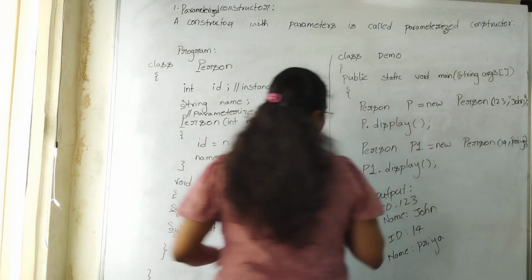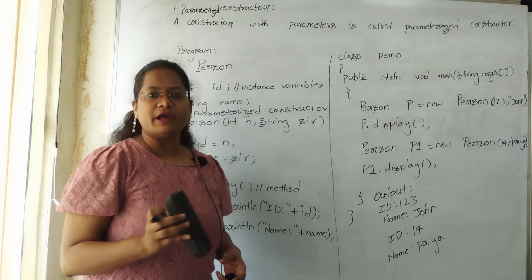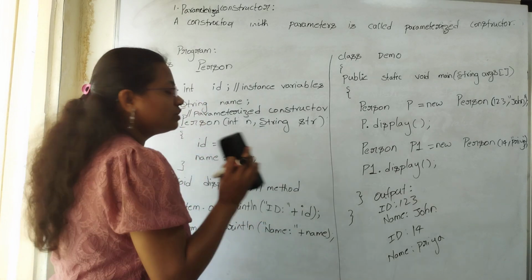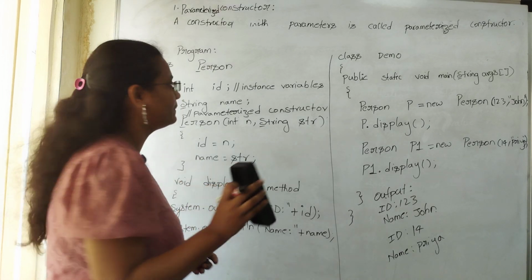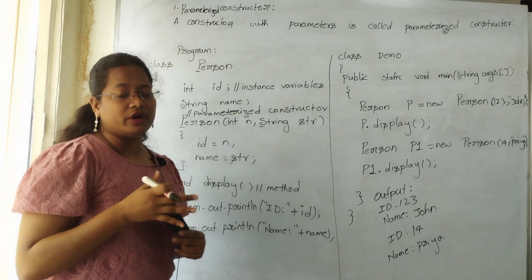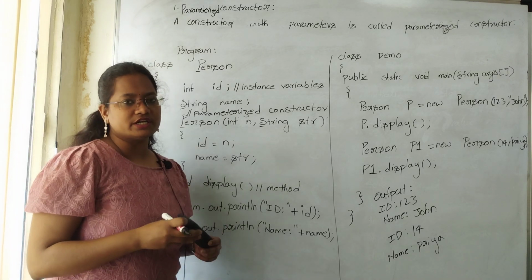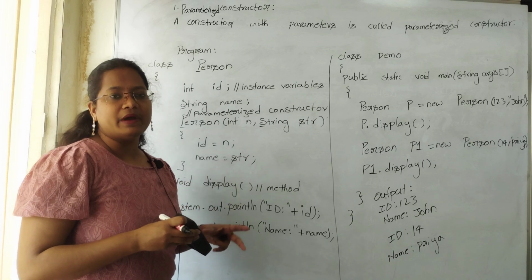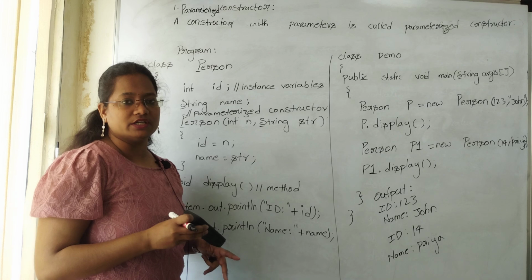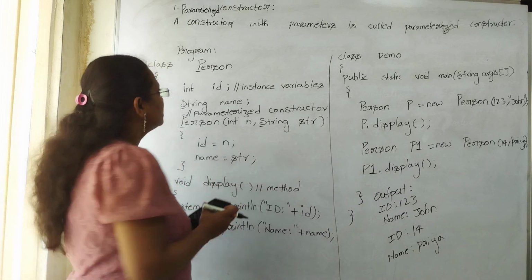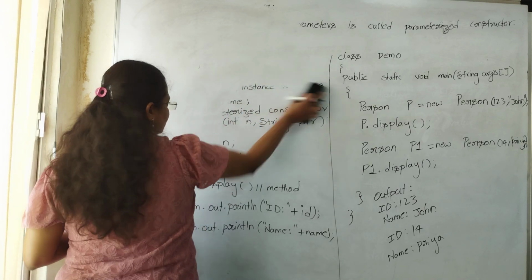Now I would like to discuss the difference between default and parameterized constructor. This is the most asked interview question. What is the main difference between them? I told you one point: when we are not writing any constructor in the program, then by default the Java compiler internally provides the default constructor. You have to remember this point. Now we can see the main difference between them.